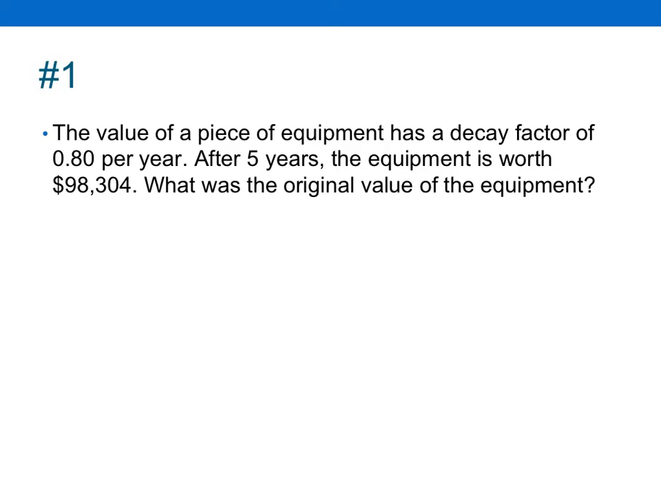So let's go ahead and use that awesome formula that we've got. A of t equals A times (1 plus or minus r) raised to the t for growth or decay. It says the value of a piece of equipment has a decay factor of 0.8 per year. After 5 years, the equipment is worth $98,304. What was the original value of the equipment?